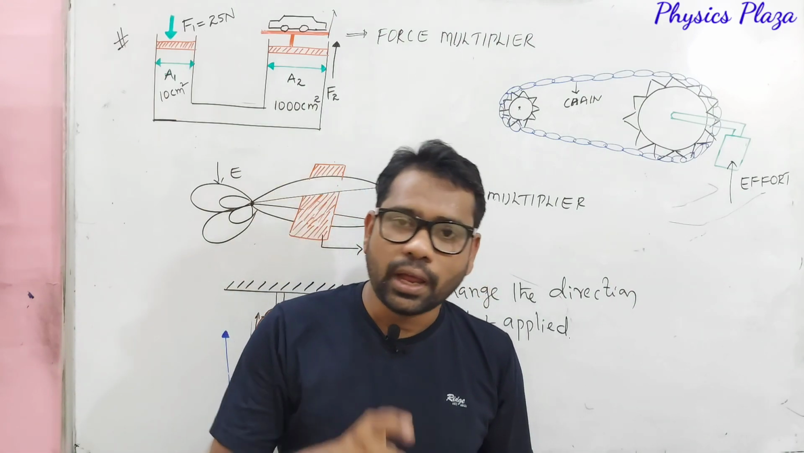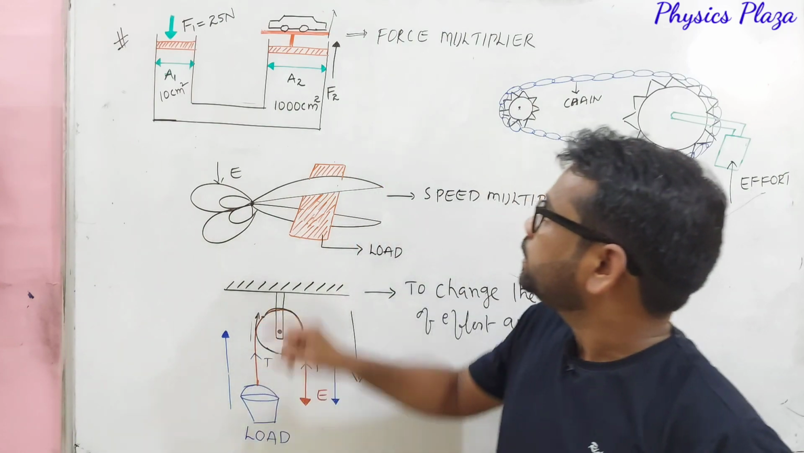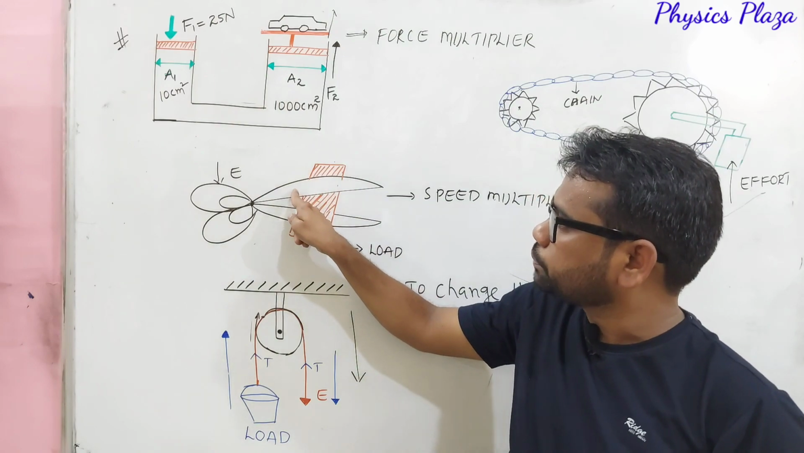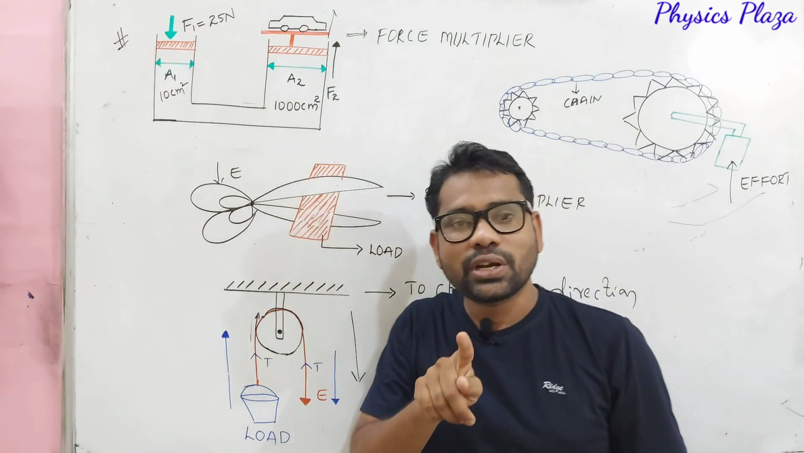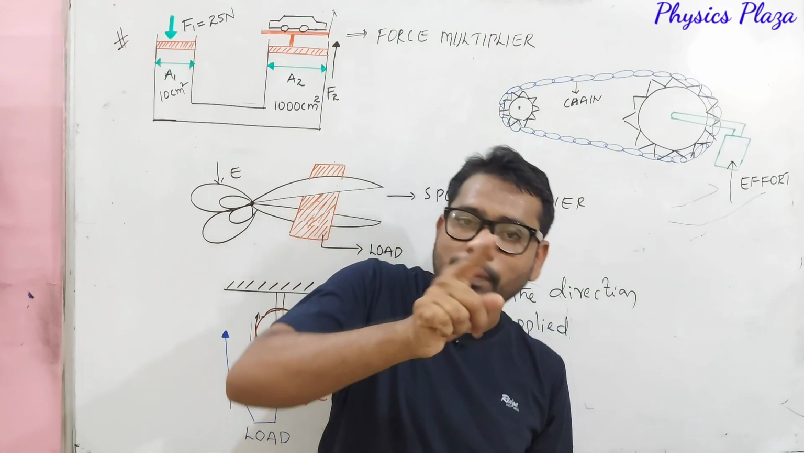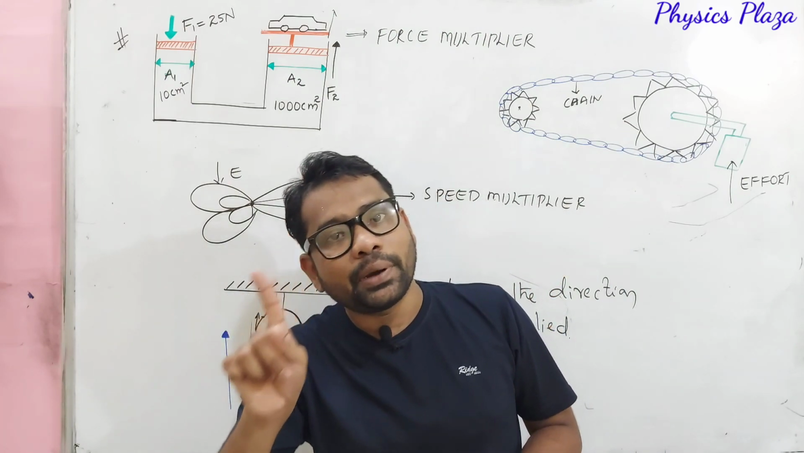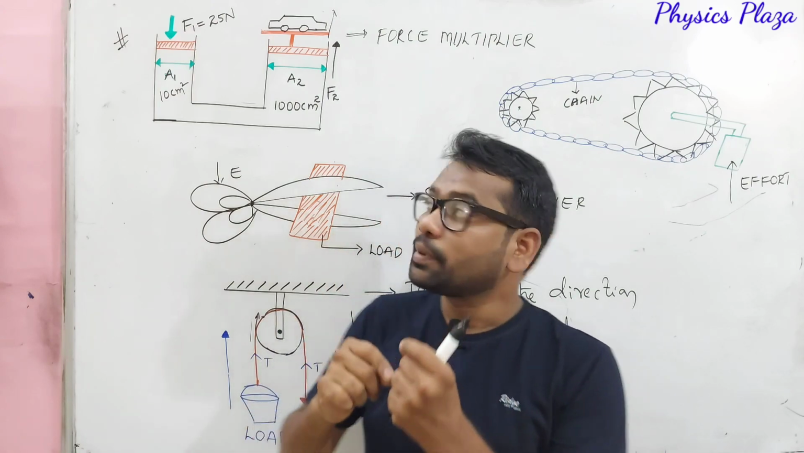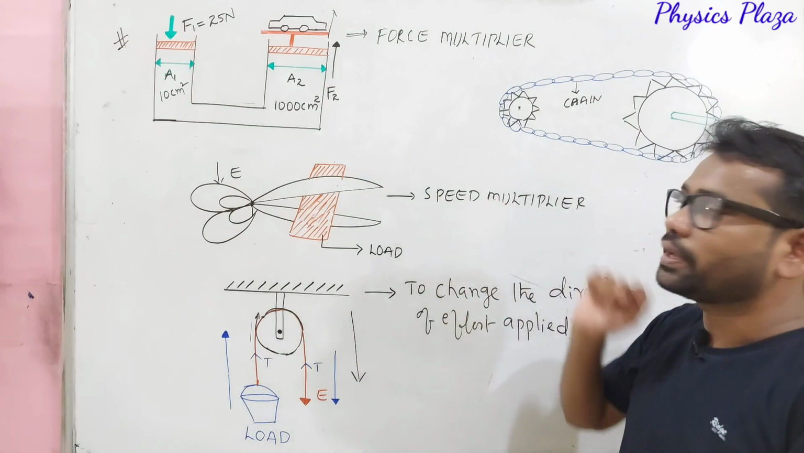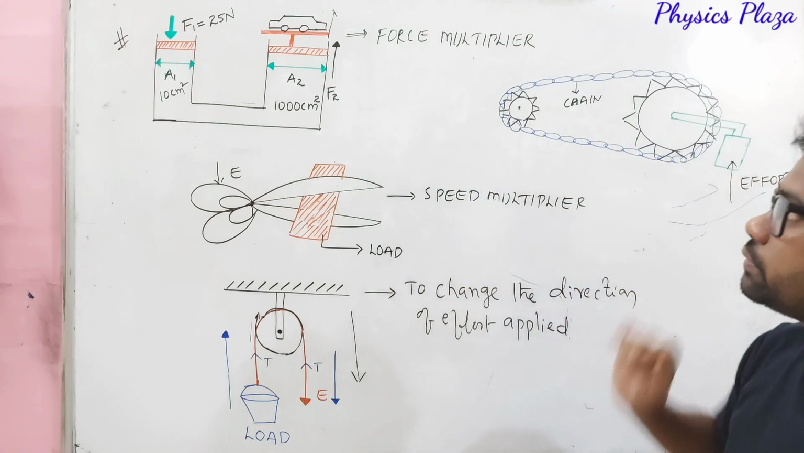It's very, very important. And one more very important thing is, children, here in this case machine is used as a force multiplier. In this case, this machine is used as a speed multiplier. But dear children, at the same time, no machine can be used as a force multiplier as well as a speed multiplier. It is highly impossible. Either it must be used as a force multiplier or it must be used as a speed multiplier. So these are the functions of the machine.